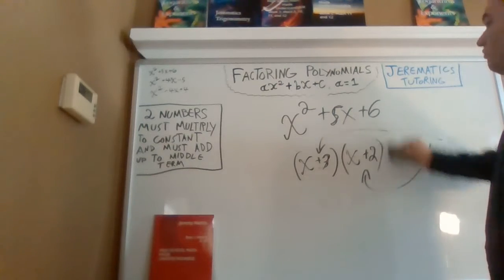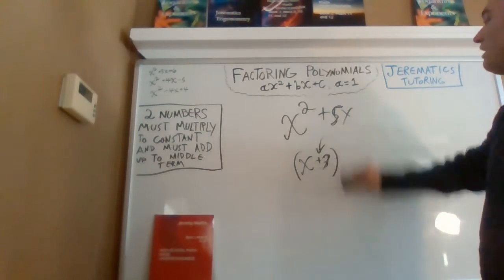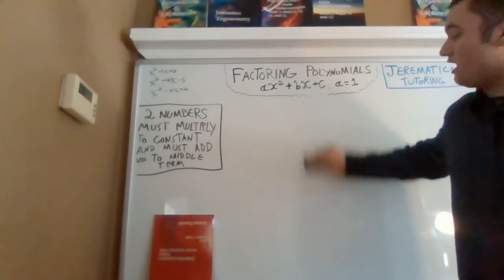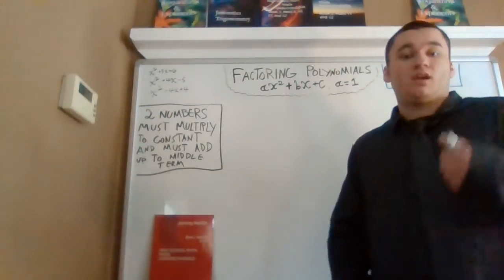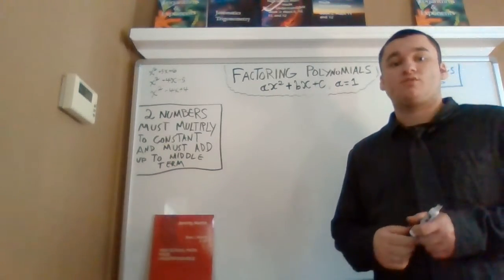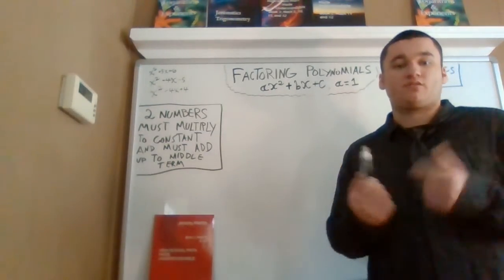My next example will involve a negative number, so you can see what happens when you've got a negative number involved. It's actually not that tricky. It just might be a bit more tricky to find the two numbers that satisfy the conditions, but once you do so, it's really the same idea of putting in the brackets with your x, except it's the negative.